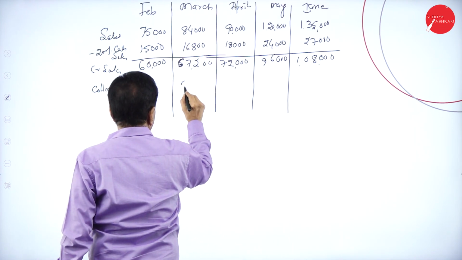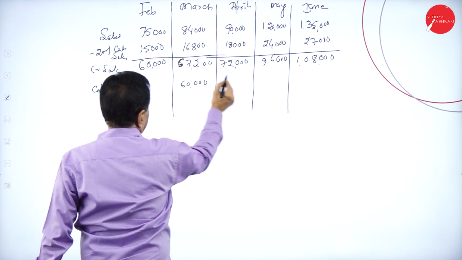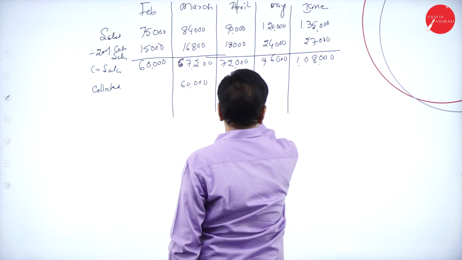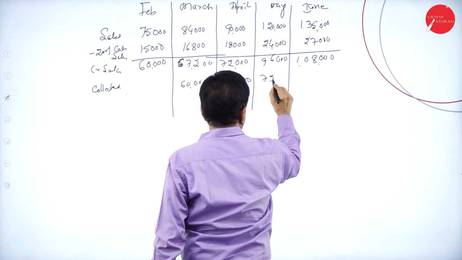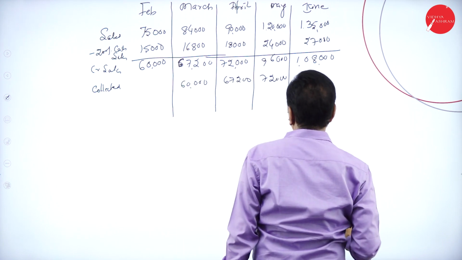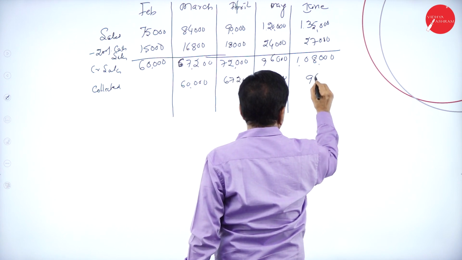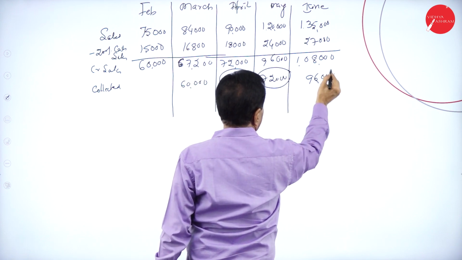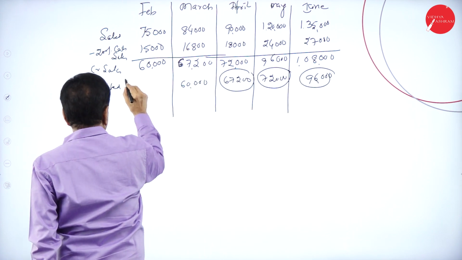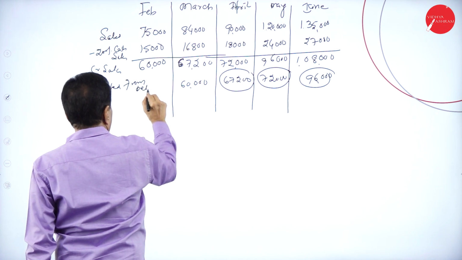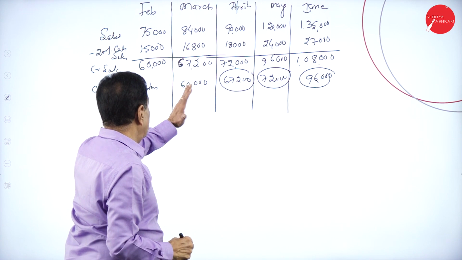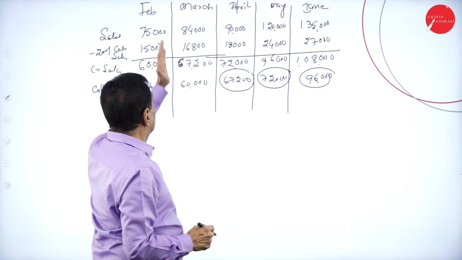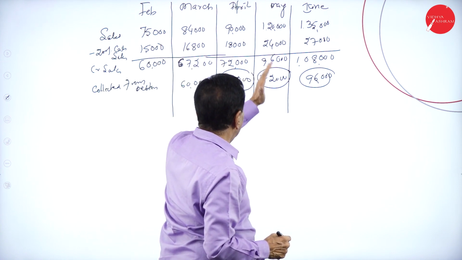60,000 paid in March. The 67,000 paid in April. Then 72,000 paid in May. Then 96,000 paid in June. We want April. This is collection, collected from debtors after 1 month. February in March, March in April, April in May, May in June.